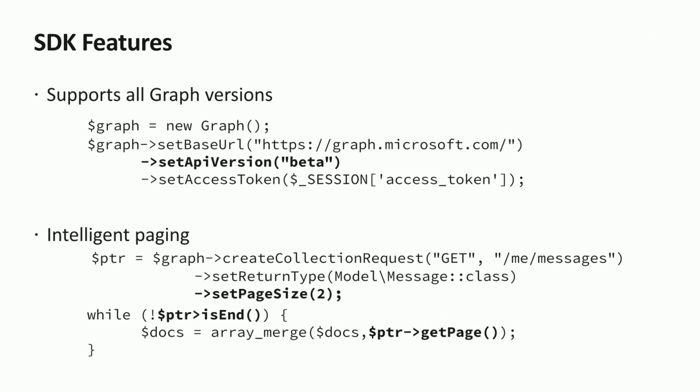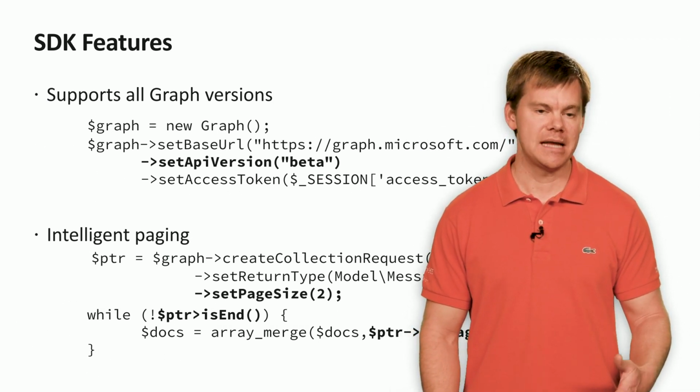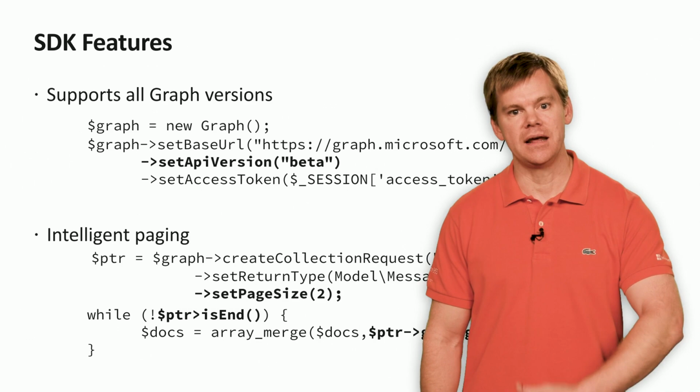The Graph SDK supports both the V1 and beta endpoints in the graph. Just set the API version when you create the graph object that you'll be working with. The SDK also supports intelligent paging for graph endpoints that might return lots of results. So rather than dealing with all the OData next page details, the SDK handles all that for you. You simply create a pointer and say, hey, am I at the end, or let's get the next page.